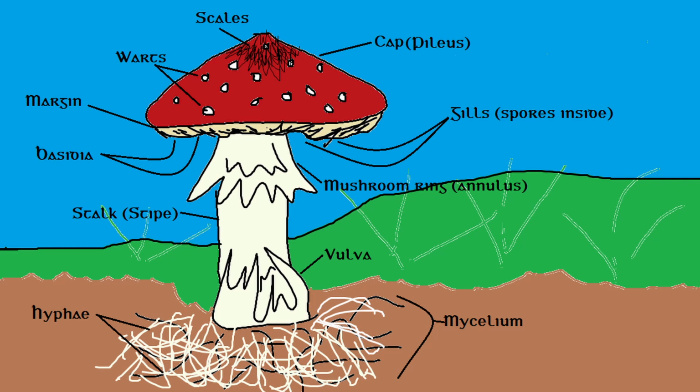Both inside the stalks and underground is something called hyphae. Hyphae are the structures that make up the mushroom above ground and the mycelium below ground. Most people talk about mycelium, so just know that the individual components of said mycelium are called hyphae.